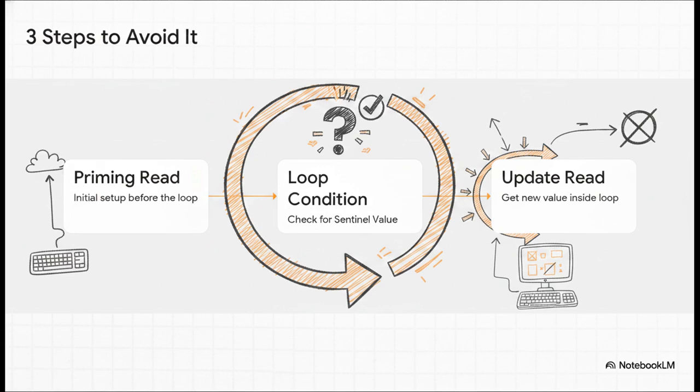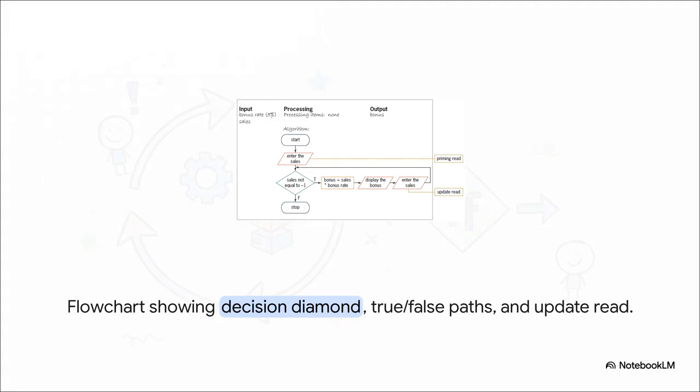A sentinel value is basically a special tripwire, like entering -1 when the program normally expects a positive sales amount, that tells the loop, okay, it's time to end. And finally, step 3, the absolute most critical part, the update read. This goes inside the loop body, and it gets the next input from the user. Without the update read, your variable never changes, the condition never becomes false, and you are trapped in an infinite loop. Take a look at how this logic actually plays out visually in a flowchart.